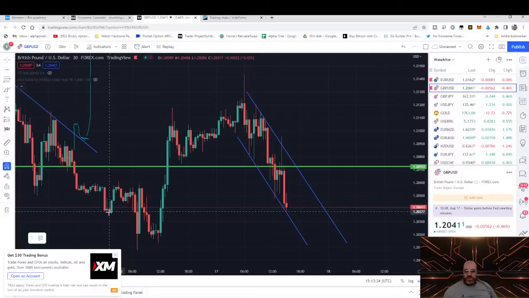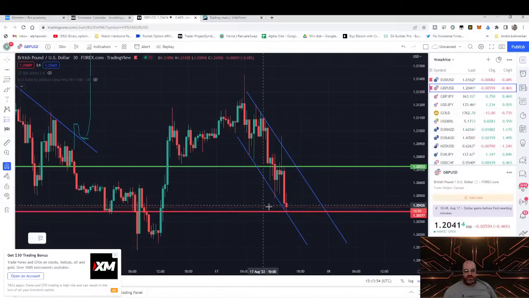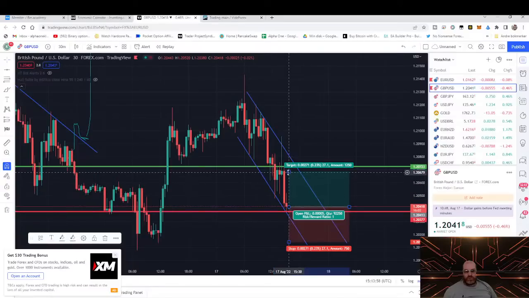Right about here. So you can see we touched the support also. So yes, the probability is that we'll go up from here because we have the support of the trend line and support of this. So let me see if we can take this trade just so we get something, because as we got the support and the trend line, the probability is pretty high that we go up.